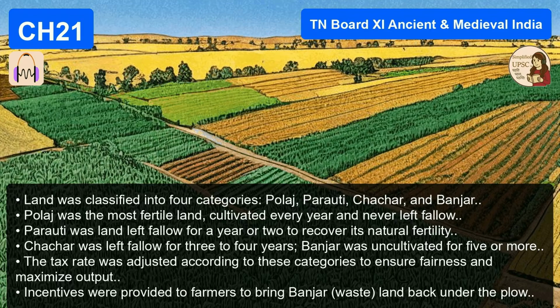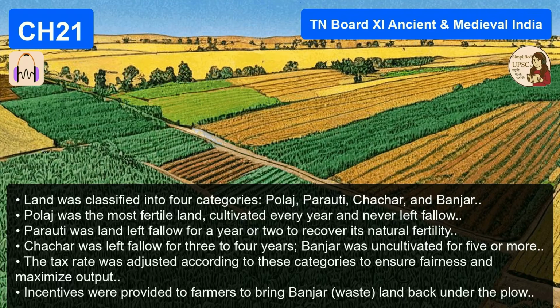This is the ideal land, cultivated annually, never left fallow. This is your prime real estate. Second, parauti. This land is left fallow for 1 or 2 years to recover its fertility. Makes sense. Third is chachar, which is left fallow for 3 to 4 years. And fourth is banjar, which is uncultivated for 5 years or more.